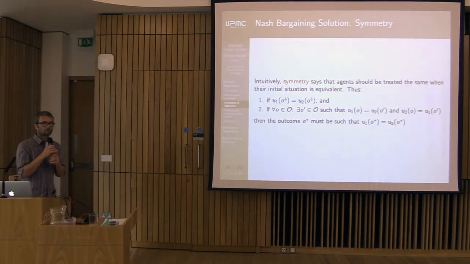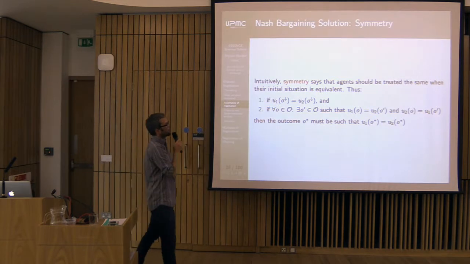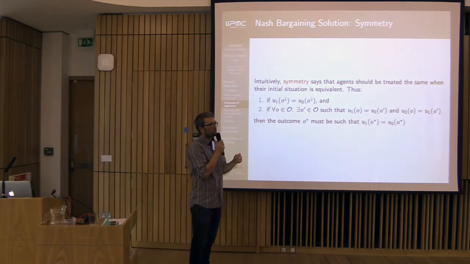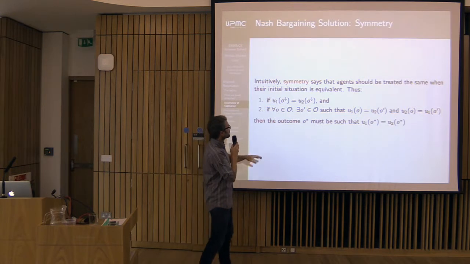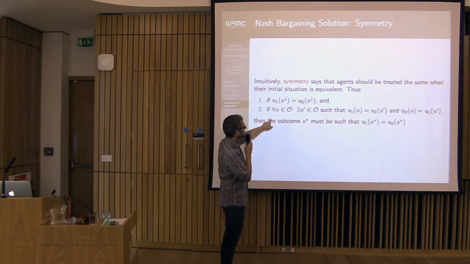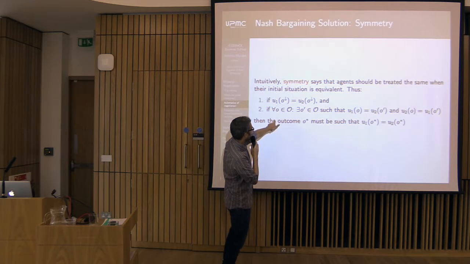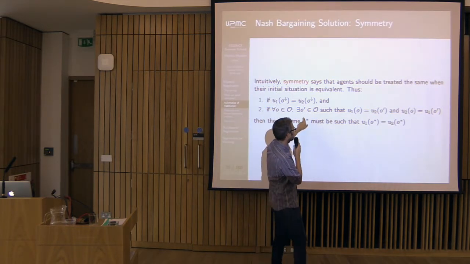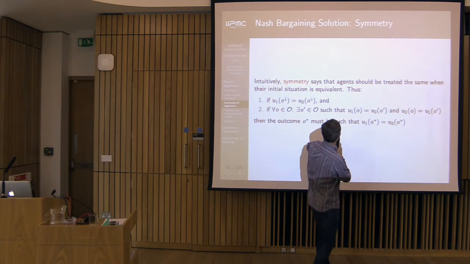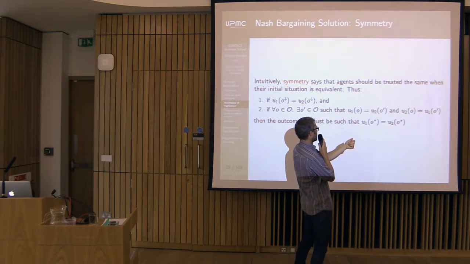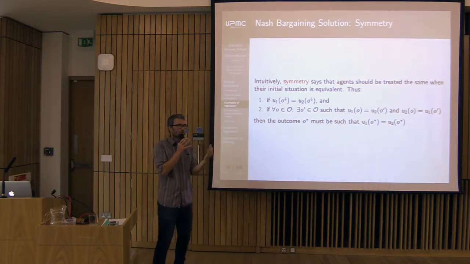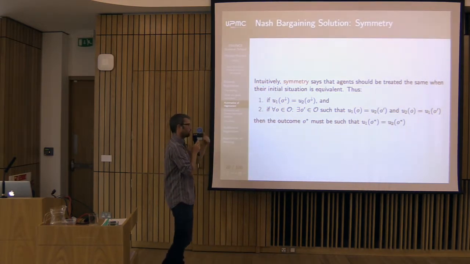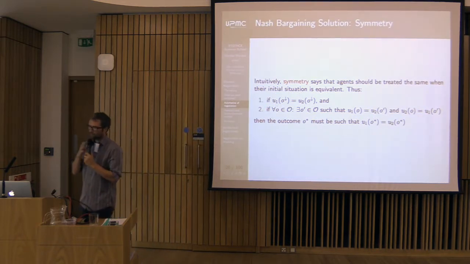So what do they say? I'll give the intuitions. Symmetry says that if they are in exactly the same situation, the two agents should be treated the same. So if you have the same conflict point for both agents, and if for any possible outcome for agent 1, you have a similar outcome for the other agent, then they are really interchangeable, then the outcome should be similar for both agents.